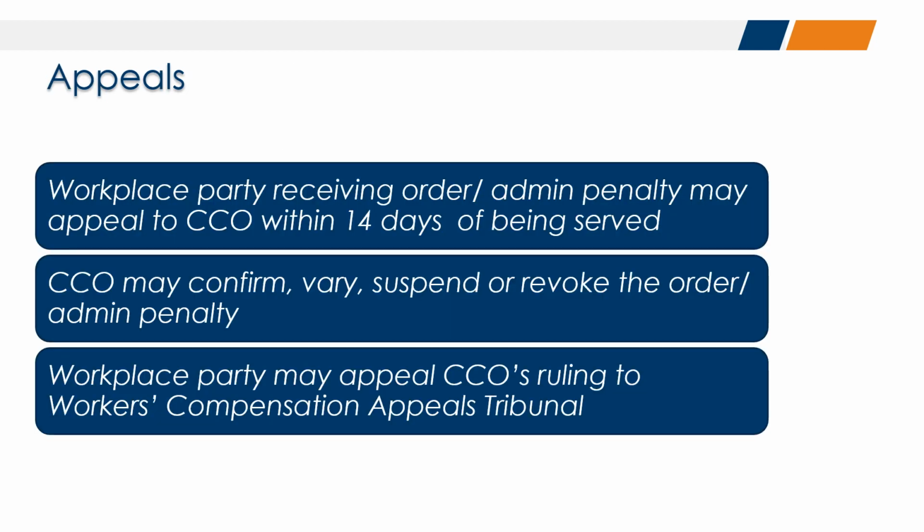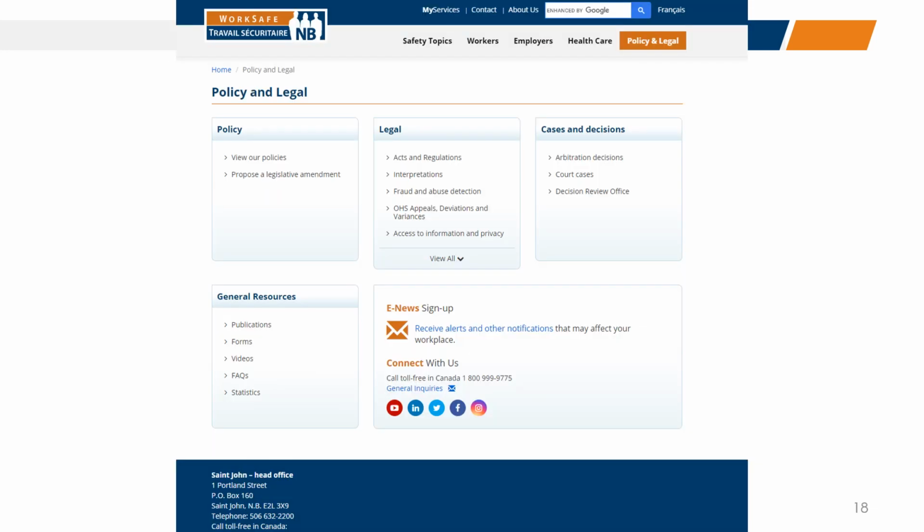The workplace party receiving an administrative penalty may appeal in the same way a workplace party appeals orders. They must appeal within 14 days of being served. The Chief Compliance Officer may confirm, vary, suspend, or revoke the order or administrative penalty. If the workplace party is not satisfied with the Chief Compliance Officer's decision, they may appeal the Chief Compliance Officer's ruling to the Workers' Compensation Appeals Tribunal.